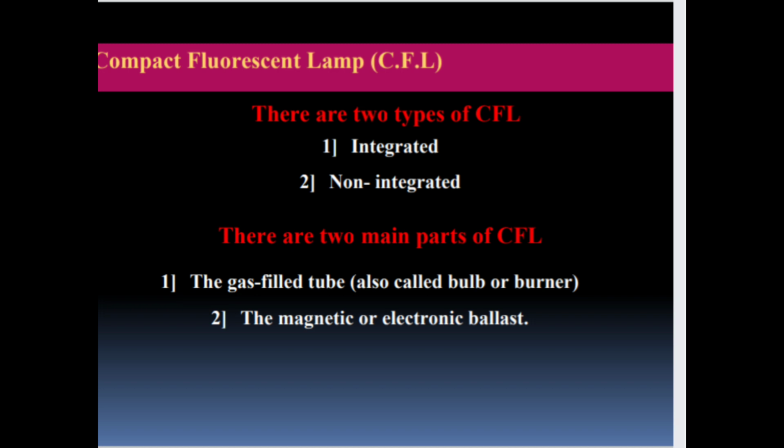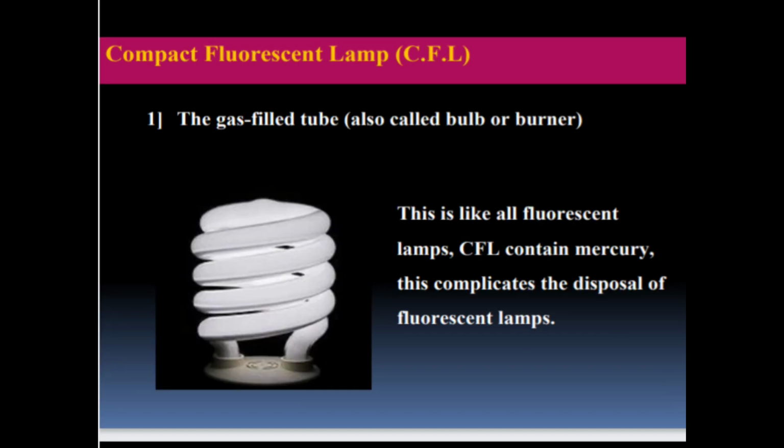First is the gas filled tube, also called bulb or burner. Then second is the magnetic or electronic ballast. So these are the types of CFL and the two main parts of the CFL, that is the gas filled tube and the magnetic or electronic ballast. Next we see the first, the gas filled tube, also called bulb or burner, and its explanation. So this is the picture of this.